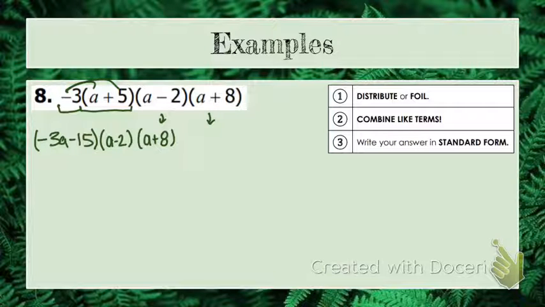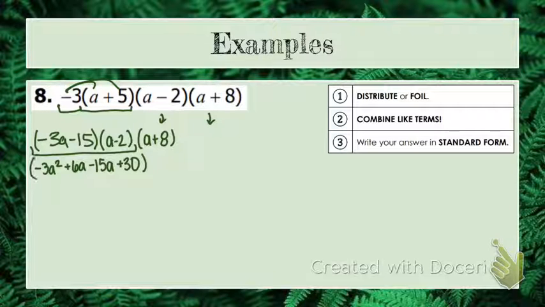And now we're going to multiply these 2 together. And honestly, you can do this in any order. You can pick any 2, but you just have to do only 2 at a time. You can't multiply 3 things in one step. So we're going to FOIL the first 2 binomials. -3A times A is -3A squared. -3A times -2 is +6A. -15 times A is -15A, and -15 times -2 is +30.